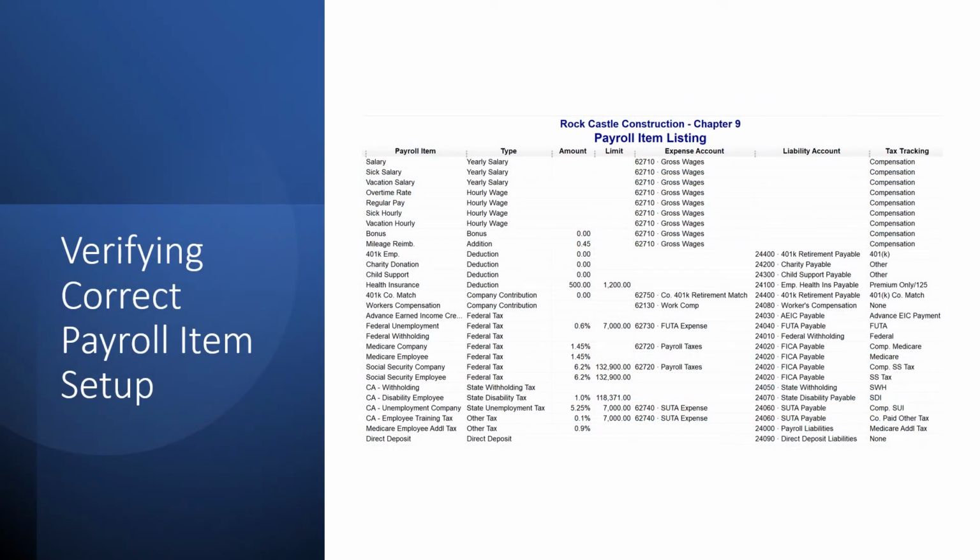Verifying correct payroll item setup. To verify the payroll items are set up correctly and mapped to the correct accounts, run the payroll item listing report. If you see either payroll liability other or payroll expense other on a balance sheet or P&L, you know that a payroll item is mapped to a parent account rather than a sub-account. The payroll item listing report shows what happens behind the scenes with expense and liability accounts when using a payroll item.